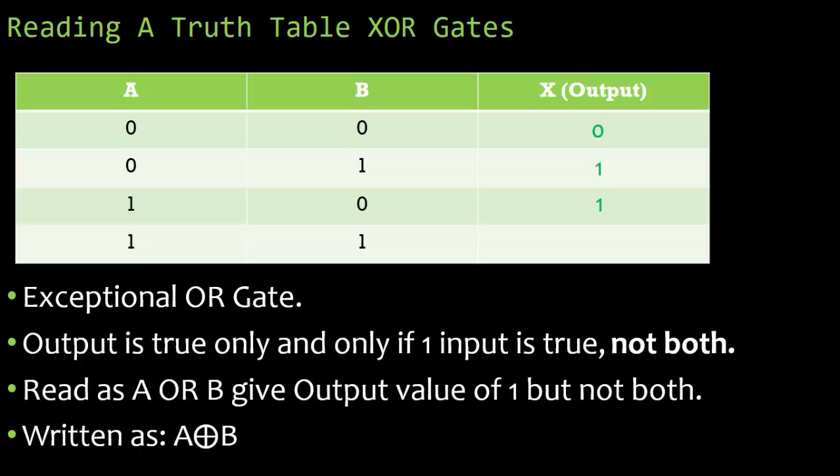And this is why a XOR gate is different from an OR gate. In an OR gate, both of them could be true. But with a XOR gate, both of them cannot be true. That doesn't meet the condition of only one being true. That gives us an output of 0.